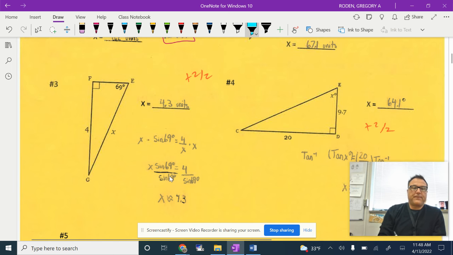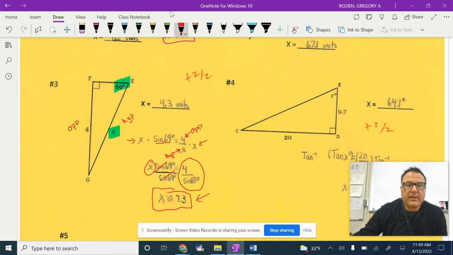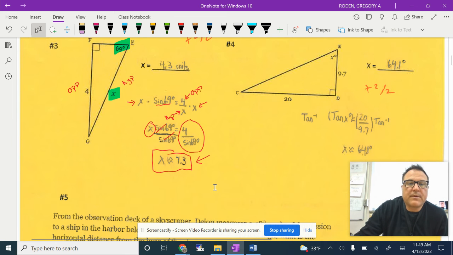All right, the next problem. This student was trying to find x here, and we have this 69 degrees. So what do we have here? It looks like we have an opposite and a hypotenuse. When do we use opposite and hypotenuse? We use sine. So this student wrote the equation sine of 69 equals 4 over x, opposite over hypotenuse. Then you multiply both sides by x to get x out of the denominator, then divide both sides by sine of 69 to get x by itself. So x equals 4 over the sine of 69 degrees. Put that into your calculator, 4 divided by the sine of 69, and you get approximately 7.3.